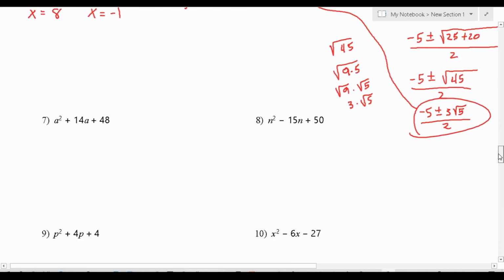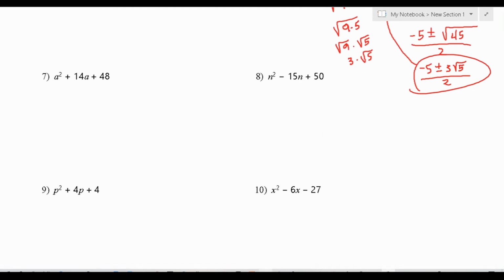All right, a couple more to do. Again, a squared plus 14a plus 48. Again, we're gonna set it up because we know what the solution's going to look like. It's going to look like that. And again, we're looking for two factors that multiply to 48 and add to 14.